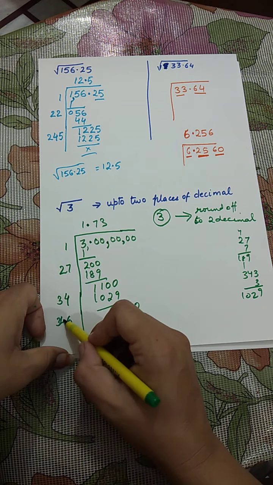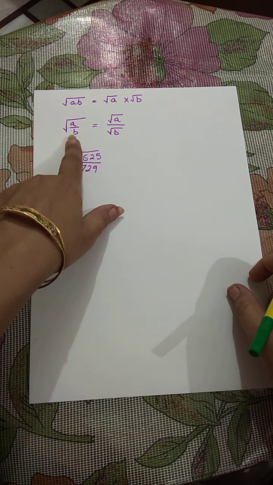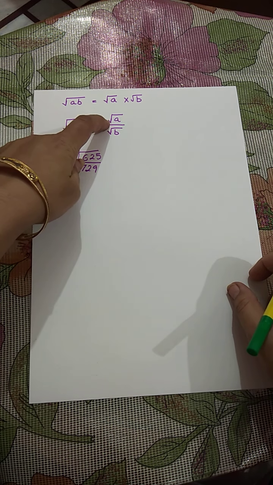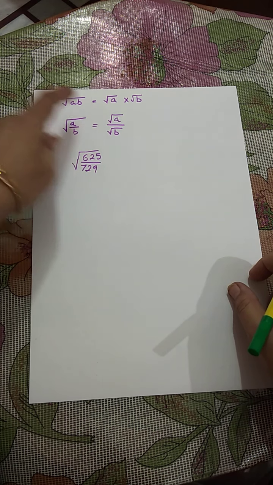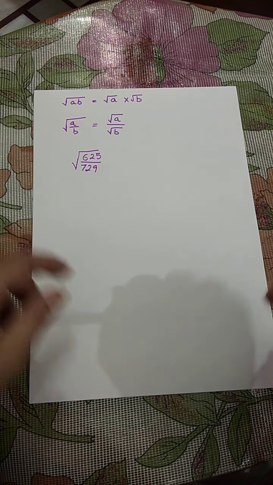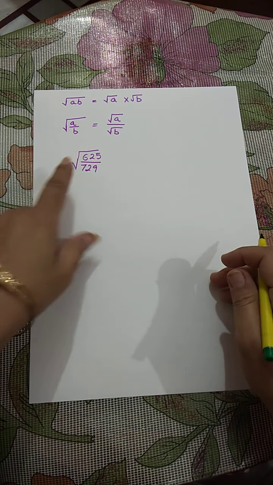And when you are dividing, then also it is equal. That is, if a by b is in a fraction and you have to find the under root, you can find the square root individually also. Remember, this is only in the case when you have to multiply or divide, not in the case of addition and subtraction. So I'll be solving one with you.